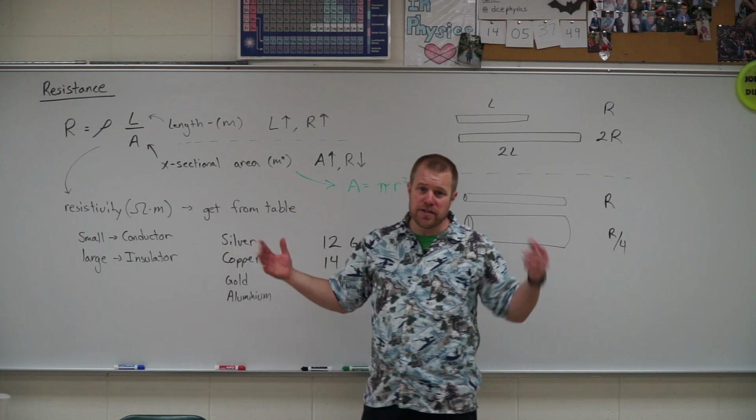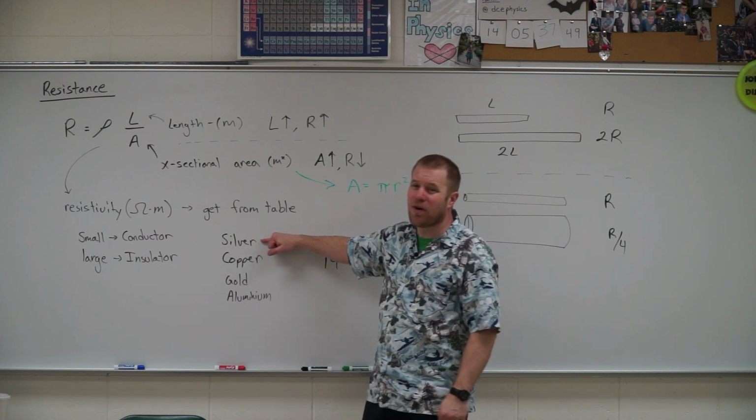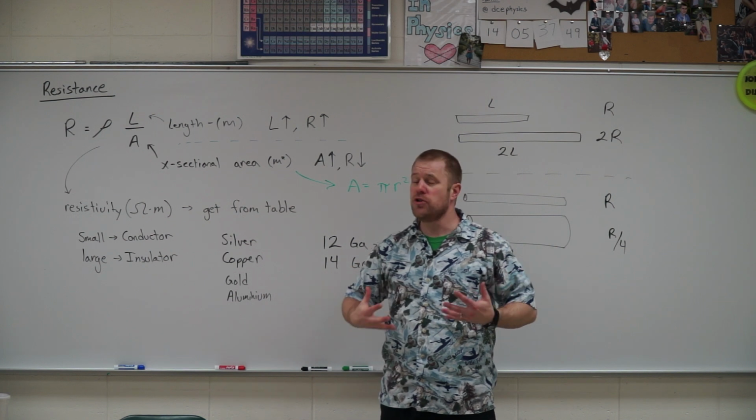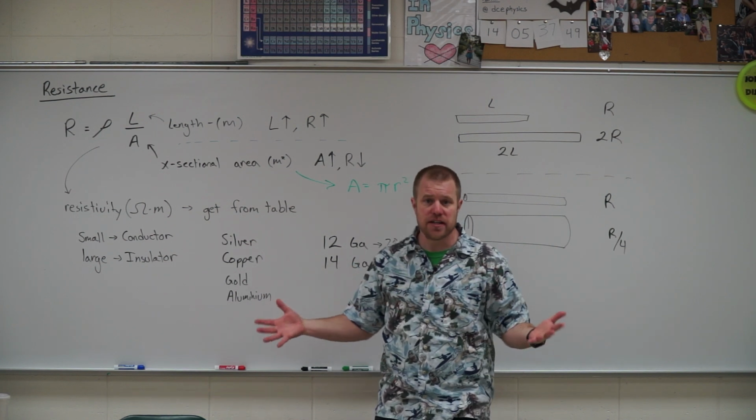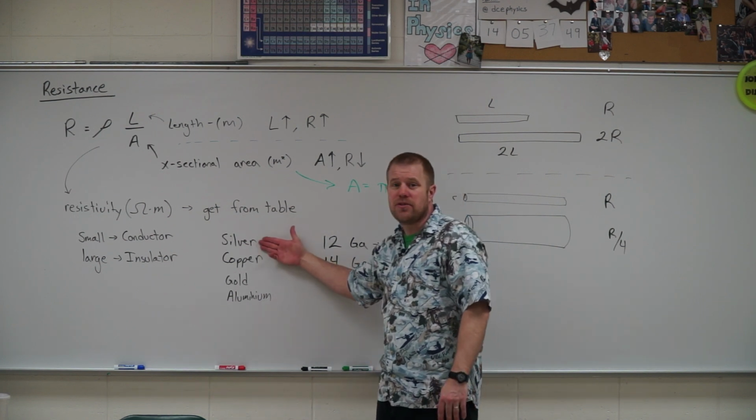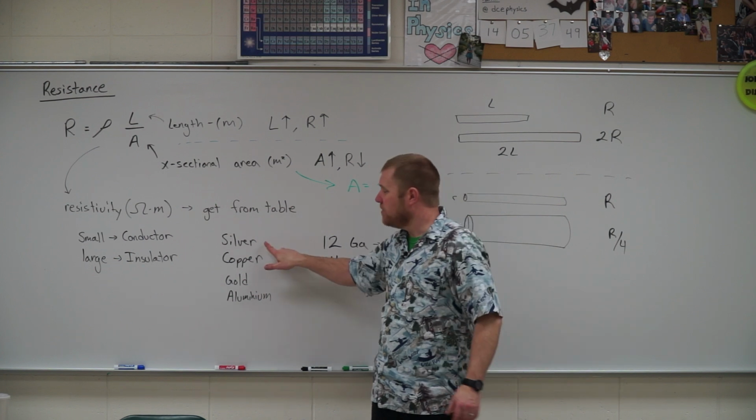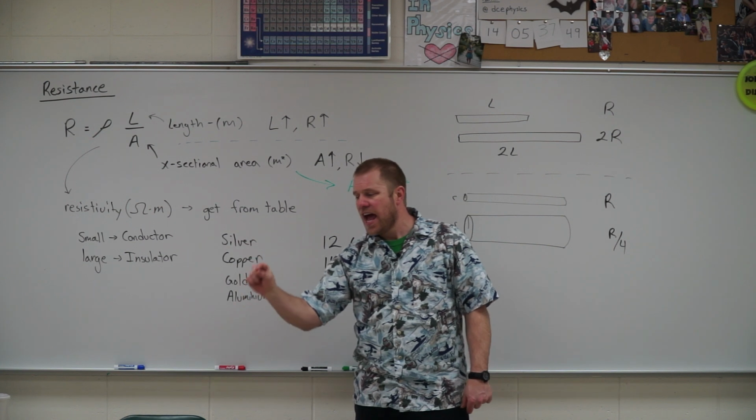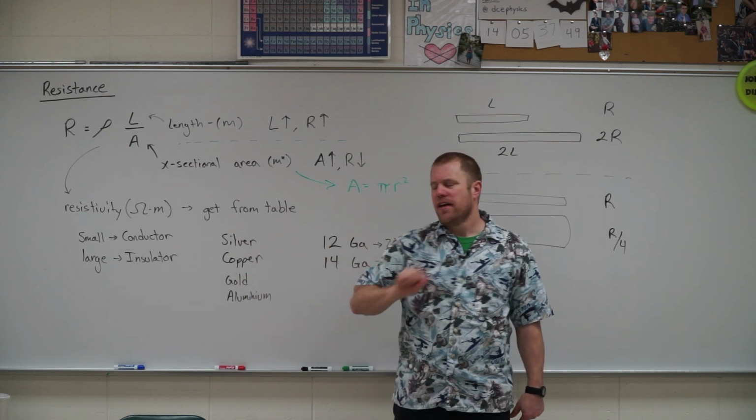So the top one, let's talk about this for a second. The top one is silver. Silver is the best conductor. So if I wanted to have the most efficient electronics, I would want to make all of my wires out of silver because I'm going to lose the least amount of energy as that current flows through that wire.